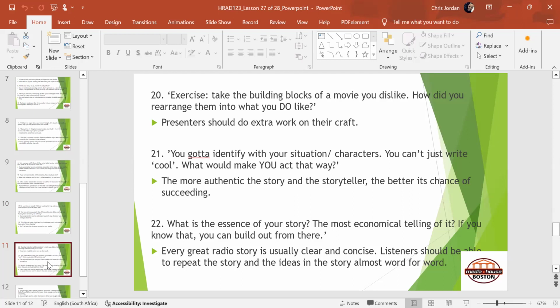Number 22: what is the essence of your own story, the most economical telling of it? If you know that, you can build out from there. Okay, the inflection was completely incorrect in the first go, right? Every great radio story is usually clear and concise. Listeners should be able to repeat the story and the ideas in the story almost word for word.